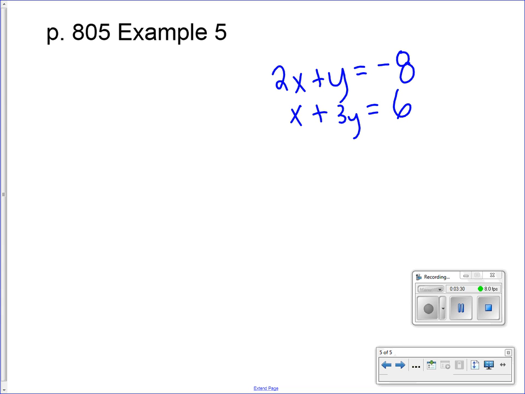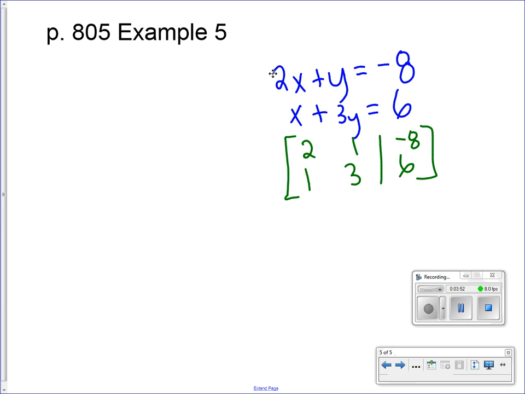So our first step is to convert this into an augmented matrix. I have to have my x's lined up. That's the first column, and my y's are the second column. Remember, you're going to use that line for the equal sign. So there's the augmented matrix.